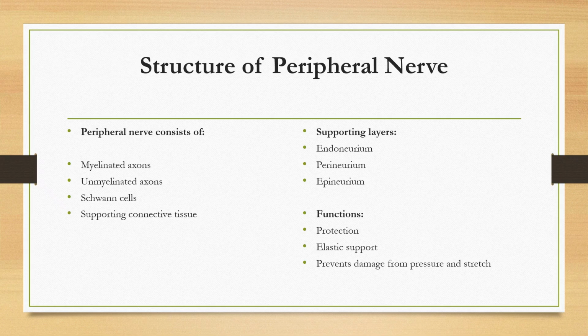Structure of peripheral nerve. The peripheral nerve consists of myelinated axons, unmyelinated axons, Schwann cells, and supporting connective tissue. The supporting layers are endoneurium, perineurium, and epineurium. The functions of these layers are protection, elastic support, and preventing damage from pressure and stretch.